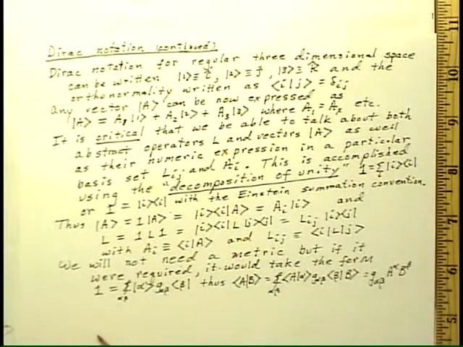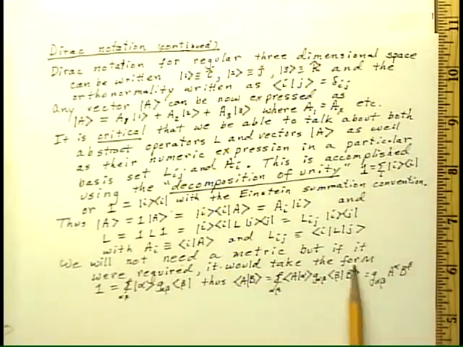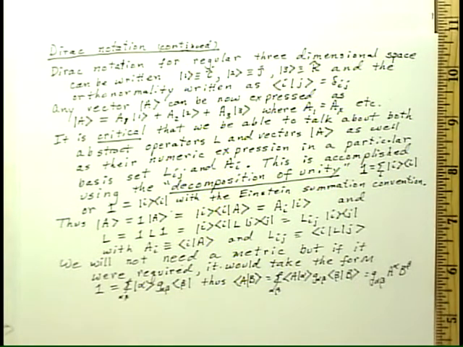We will not be needing a metric with what we will be doing, but if it were required, it would take the following form. We would write the completeness relationship 1 as a sum or an integral over alpha and beta of |alpha> g_alpha beta <beta|, where g is the metric. Thus, an inner product would take the form A times B, as two abstract vectors, A^alpha g_alpha beta B^beta, with the summation and integration convention of Einstein, assuming no complex conjugation.